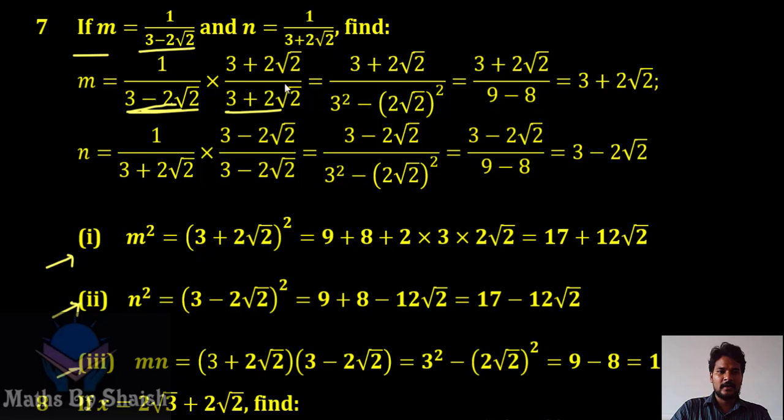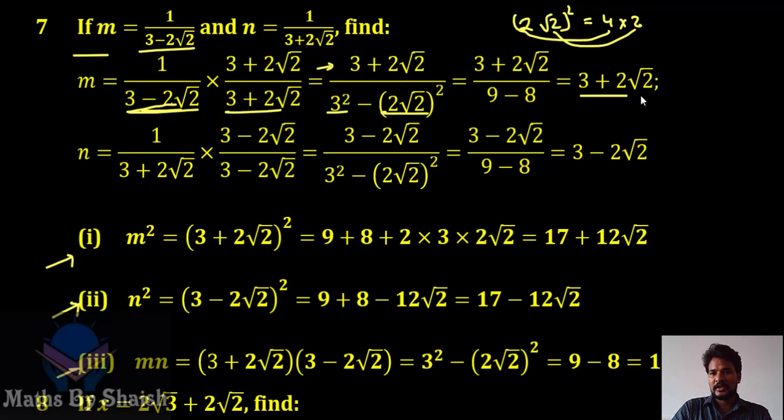So we multiply the numerator and denominator both by the same thing. So the numerator becomes the identity a square minus b square, and the denominator becomes a square minus b square. Numerator is as it is because 1 into anything is that number, and the denominator becomes 3 square is 9, 2 root 2 square. 2 root 2 square is 4 times 2, because 2 square is 4 and root 2 square is 2. So 4 2s are 8, 9 minus 8 is 1. So lastly we got 3 plus 2 root 2.